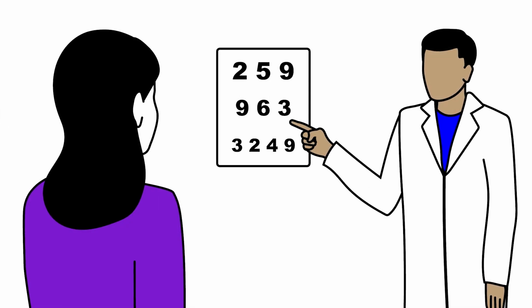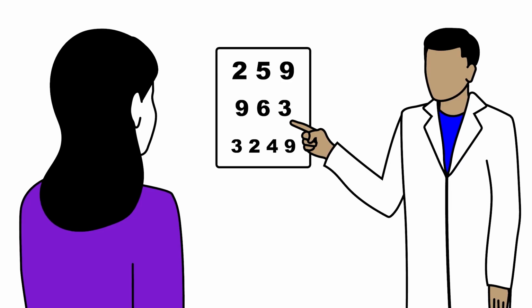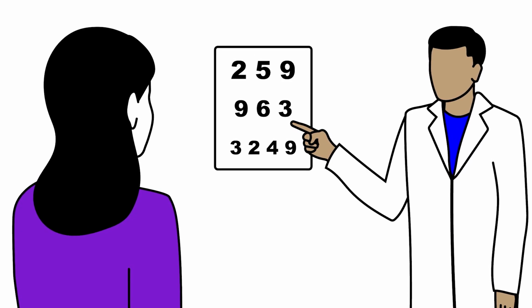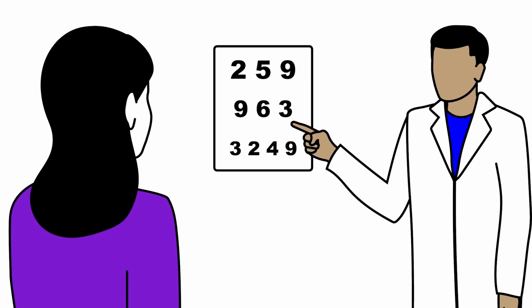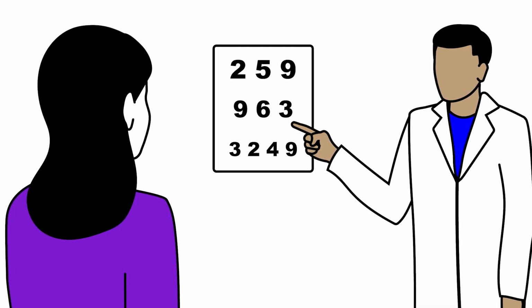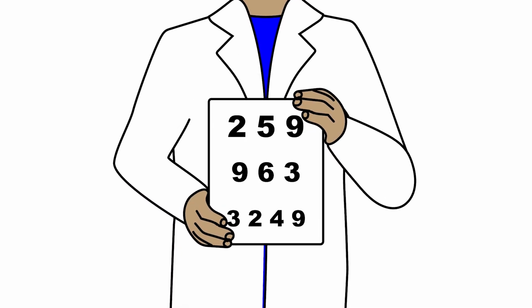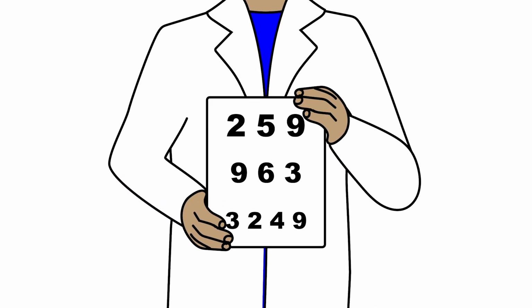For this test, you'll usually start by reading the chart when it's 10 feet away, and you're not wearing your glasses or contact lenses. You'll read as much of the chart as you can and let the doctor know when you reach the first lines that aren't clear for you. Then the doctor will move the chart closer, if needed, and you'll go through the process again.